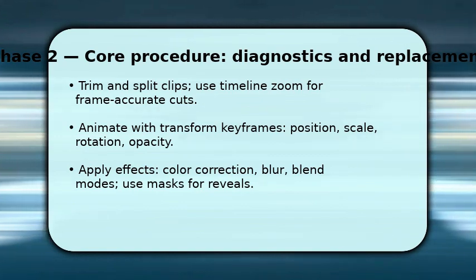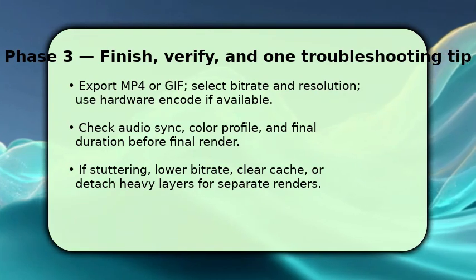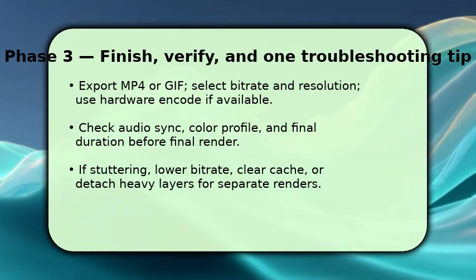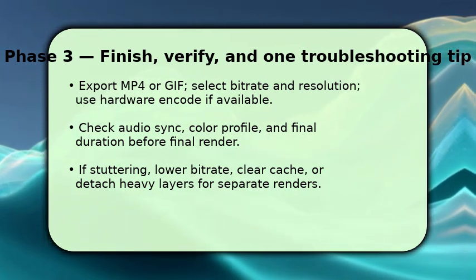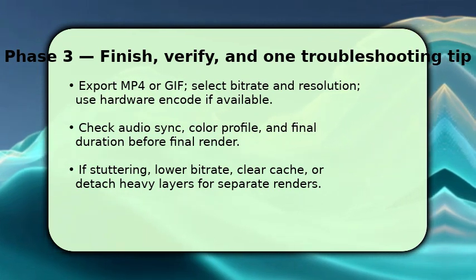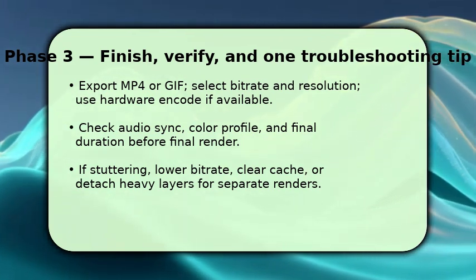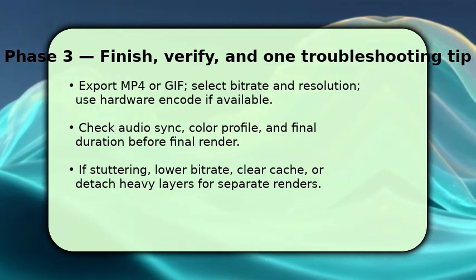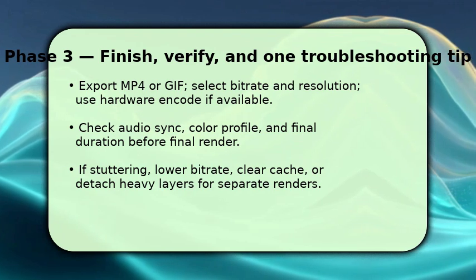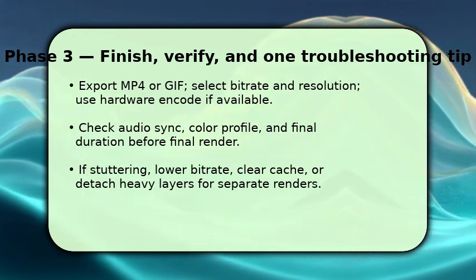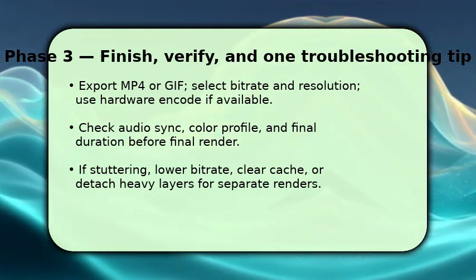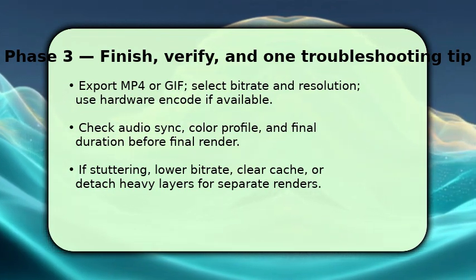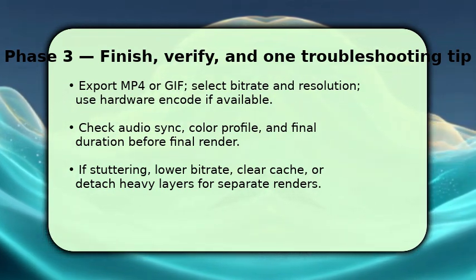You finish by exporting with the correct container and settings. Choose MP4 H.264 for video, set bitrate to balance quality and size, and enable hardware encode if your device supports it. Before rendering, scrub the timeline to confirm audio sync and the exact duration, and preview color shifts on another device. If rendering fails or playback stutters, clear the app cache, render problematic layers separately, lower export bitrate, or split the project into smaller segments. These steps usually resolve crashes.